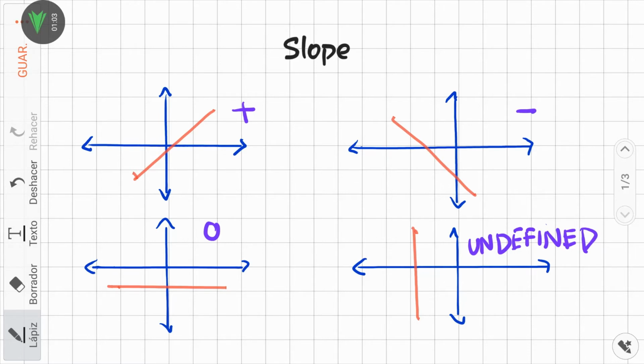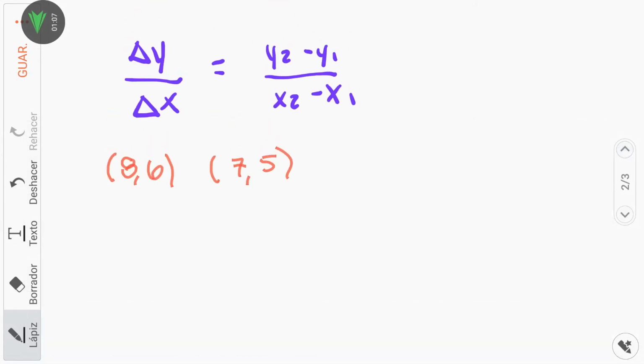But how do you find the slope of a line? For that, you need a really simple formula, which is basically delta y over delta x. Delta means the change of, so it will be the change of y over the change of x, or y2 minus y1 over x2 minus x1. But where do you get these x1s, x2s? For that, you must have two coordinates, and you will assign those x1s and x2s to them.